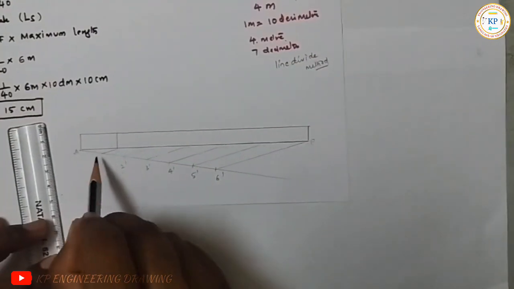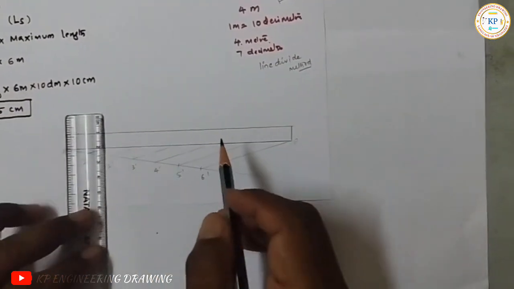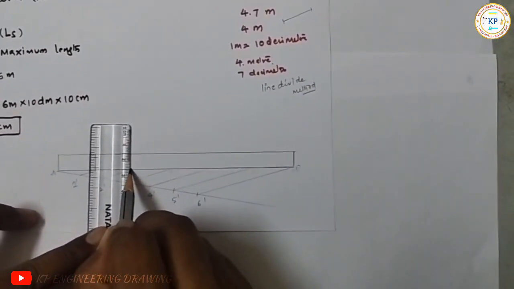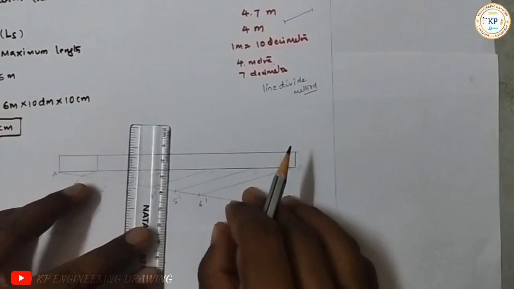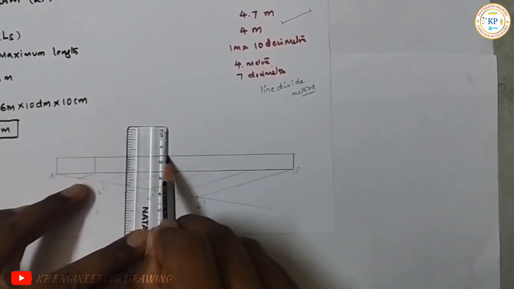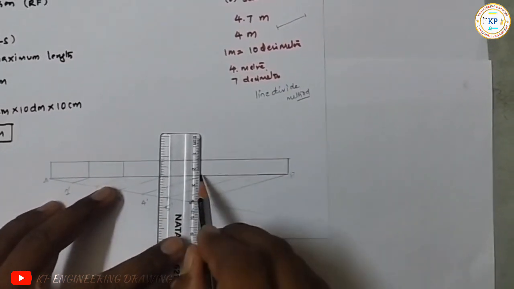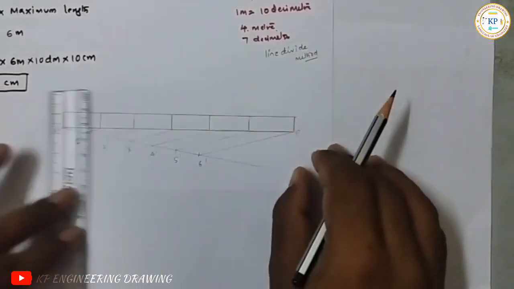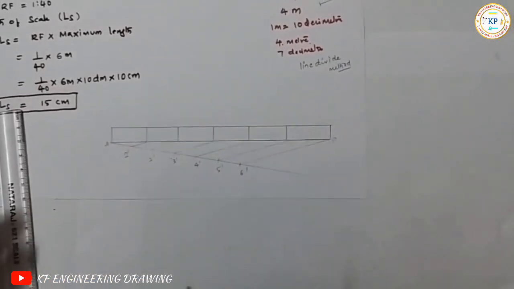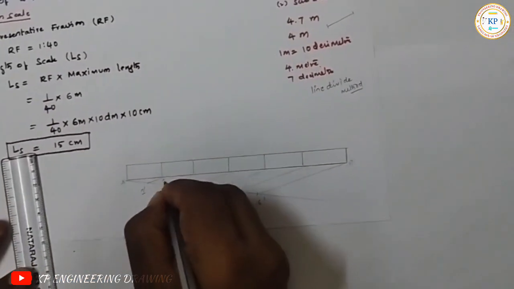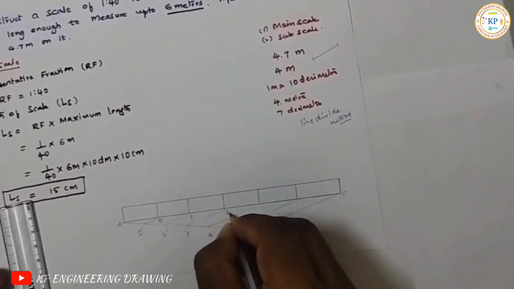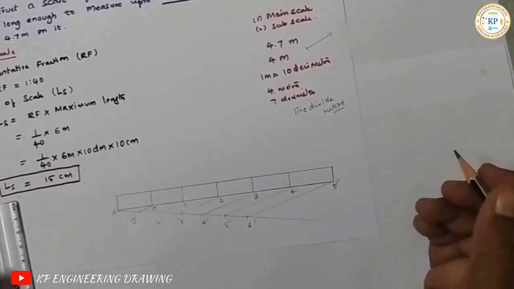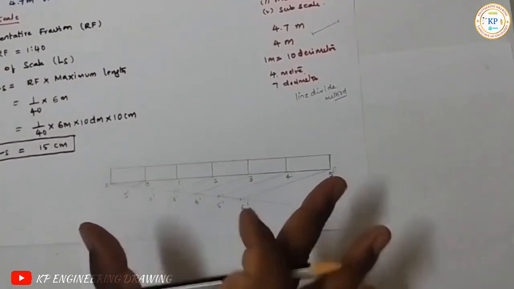Now you draw all vertical lines from these points. Say it is from here and 2, 3, 4, 5 and 6. Okay, so total 6 equal parts. Now you write it as 0, 1, 2, 3, 4, 5 and 6. So this will become your main scale.